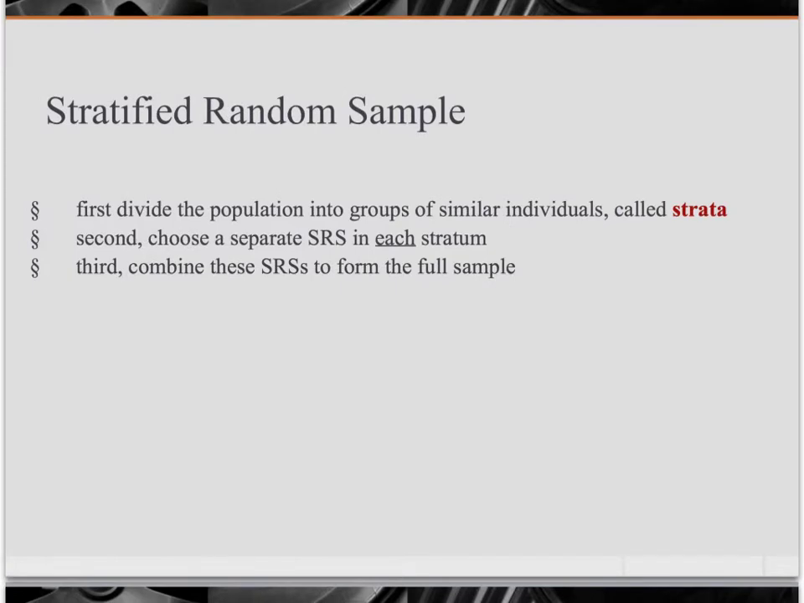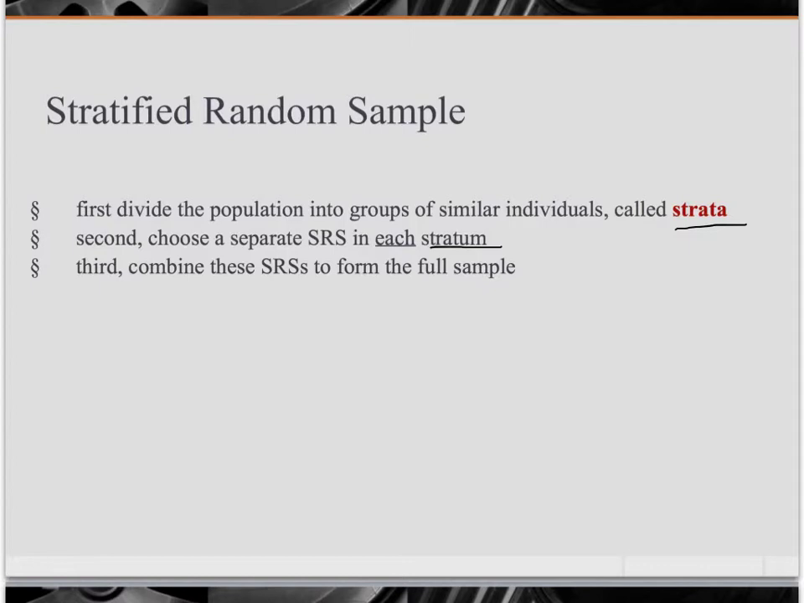Now, stratified random sample is another way of getting a random sample. In some applications, you really want to do a stratified one. And what you do is you divide the population of similar individuals together, and you call them strata. And then you choose a random sample from each stratum. So stratum is the singular, strata is the plural, and when you use strata, it's called stratified. And you put all those together to get your full sample.